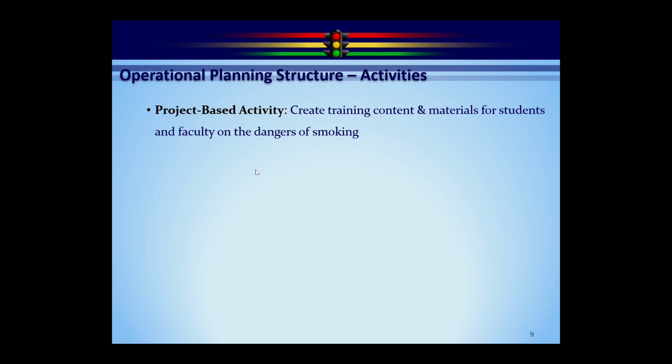But here's a project-based activity. Create training content and materials for students and faculty on the dangers of smoking. So what we're thinking about here is we're going to make some PowerPoints, we're going to make some user guides, we're going to make all the materials we need to go out to do the training. So it's a project. How do we know when we've successfully completed the project? That's what the performance measure is all about. Once the training content material has been created, we're done with the project.